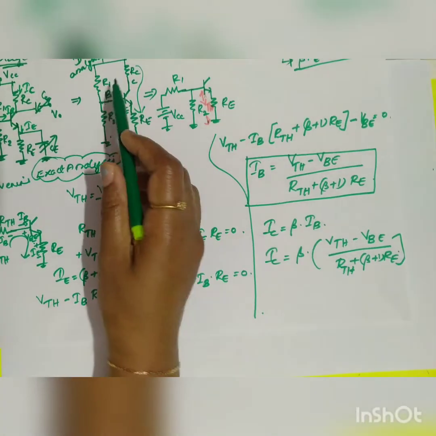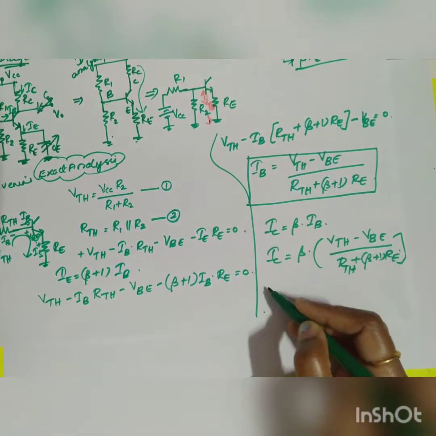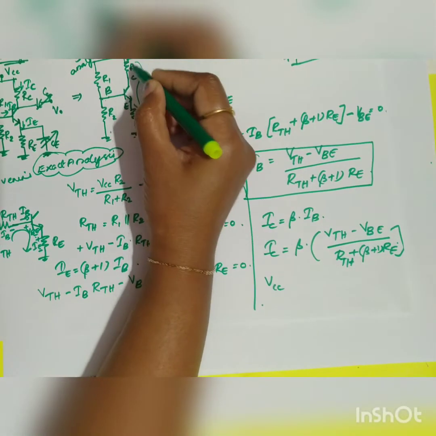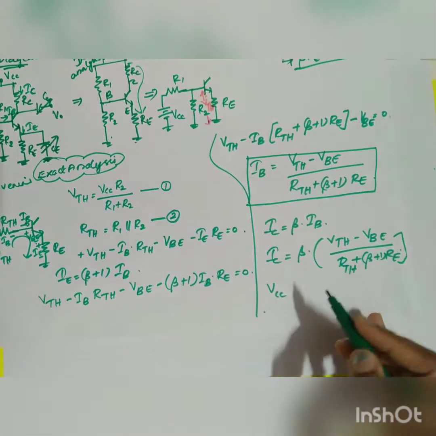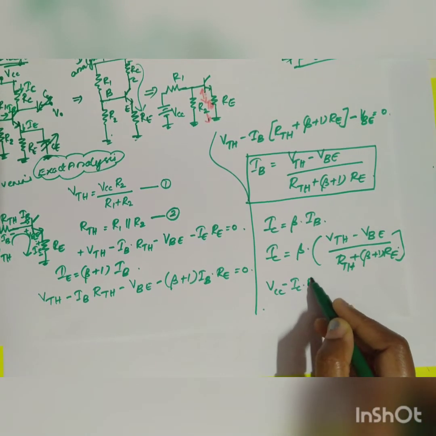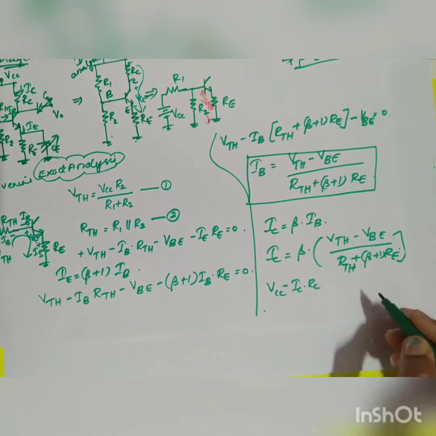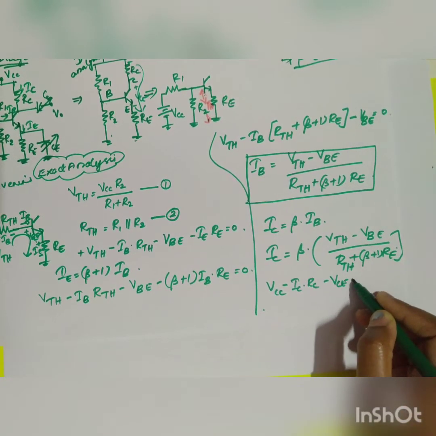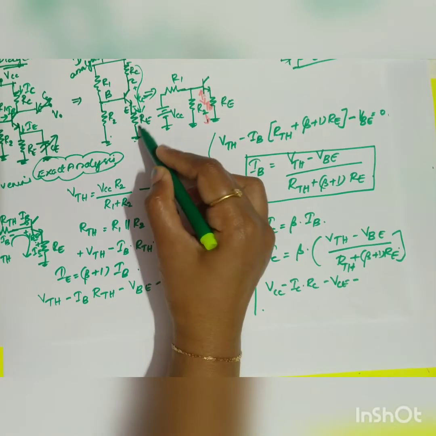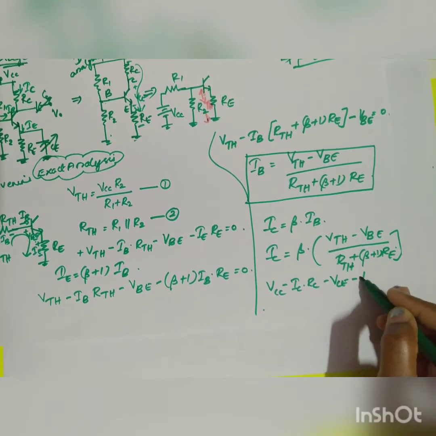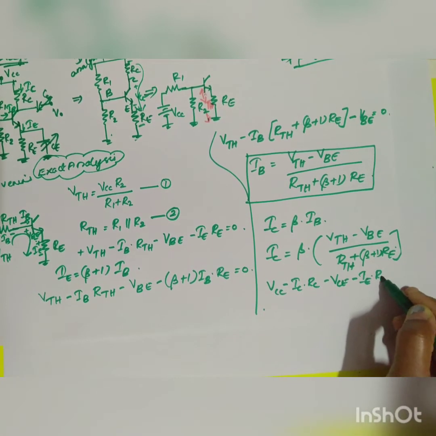So what will be your output loop equation? VCC, here it is plus to minus ICRC, right? Minus ICRC. Here it is plus to minus VCE, so minus VCE, minus, again here it is plus to minus IERE. IERE is equal to 0.